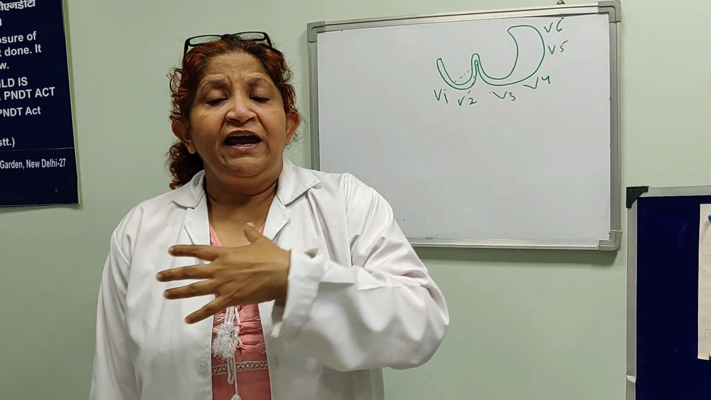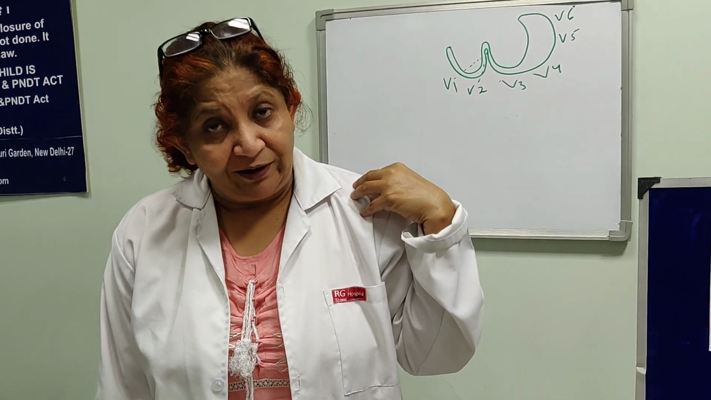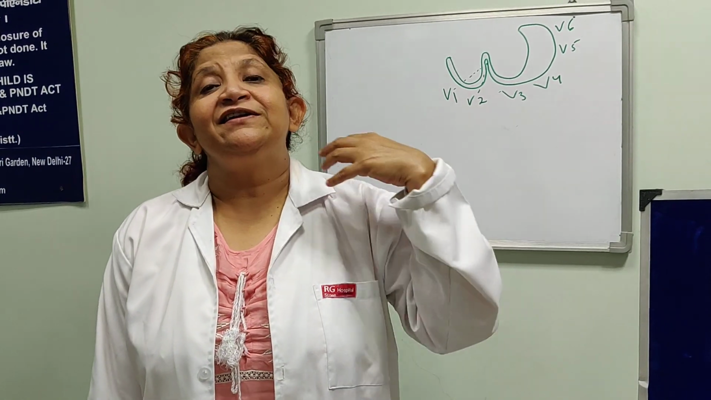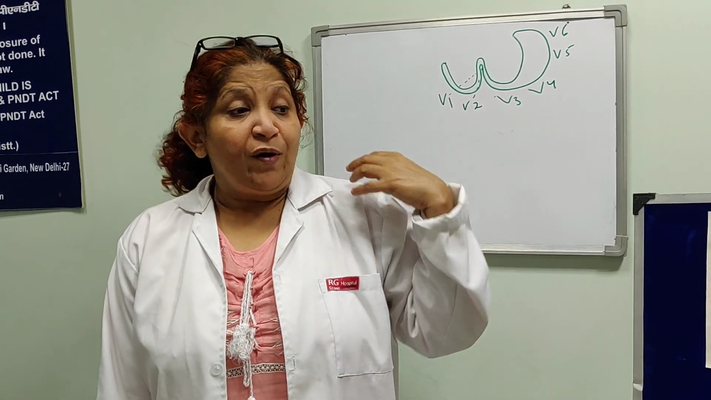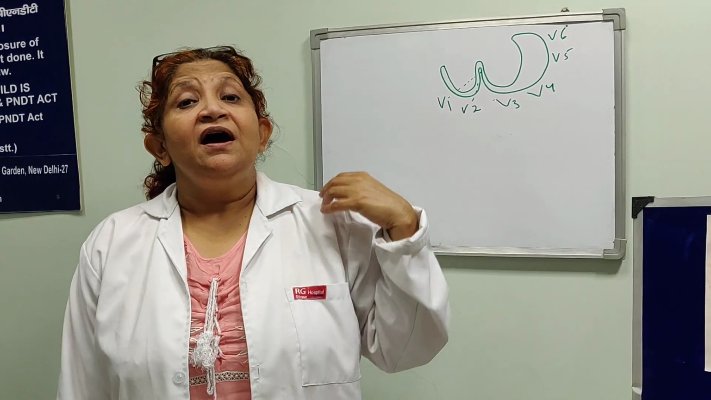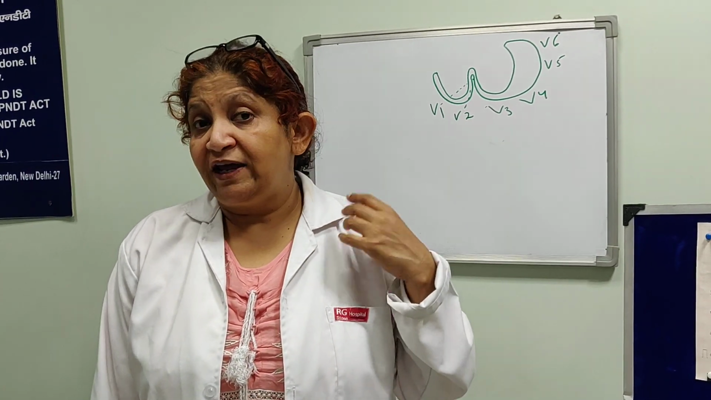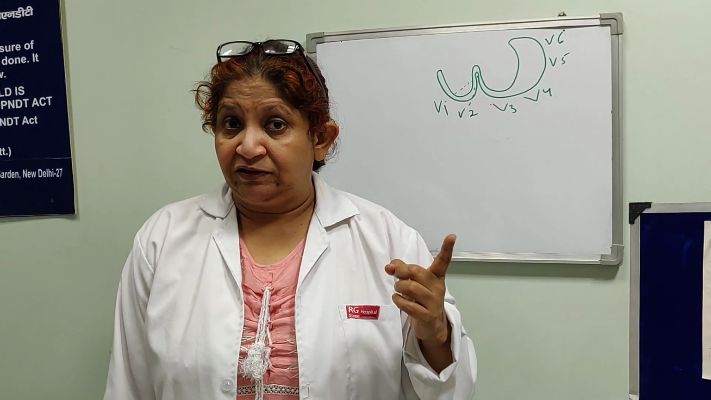And AVL is sitting on the top of the shoulder. So this is also looking from the left side of the heart. So these are left-sided leads, 1 and AVL. So 1 and AVL actually represent the high lateral wall of the left ventricle. So they are high lateral leads.